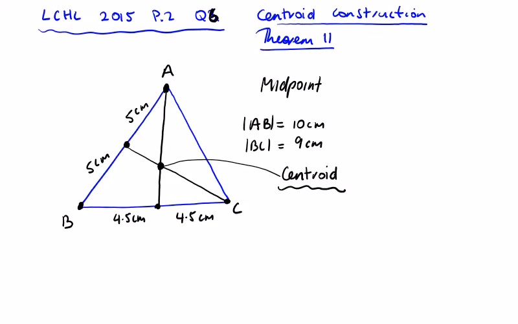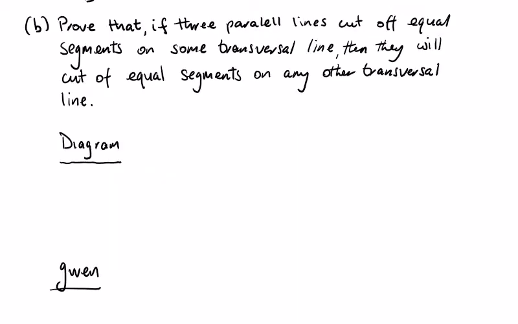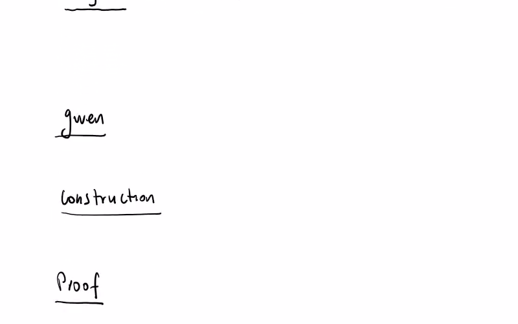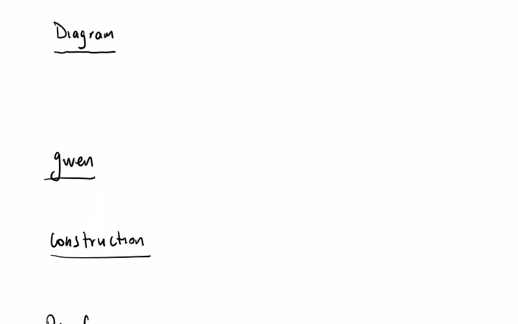Let's have a look at that. Part B of this question is Theorem 11. Prove that if 3 parallel lines cut off equal segments on some transversal line, then they will cut off equal segments on any other transversal line. And within all these proofs, you're given sections that you have to fill out: the diagram, what you've been given, the construction, and the proof.